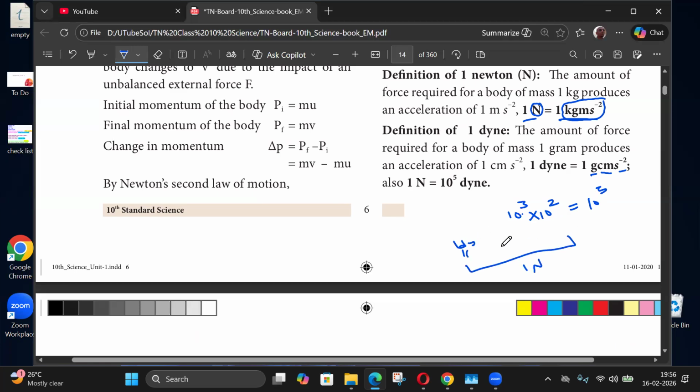If you take 10 raised to 5 dynes, it will match with 1 Newton. That comes from this conversion: kg to gram gives a factor of 1,000, and meter to centimeter gives a factor of 100. The product is a total factor of 10 raised to 5. So dyne is a small unit, and 10 raised to 5 dynes is equal to 1 Newton.